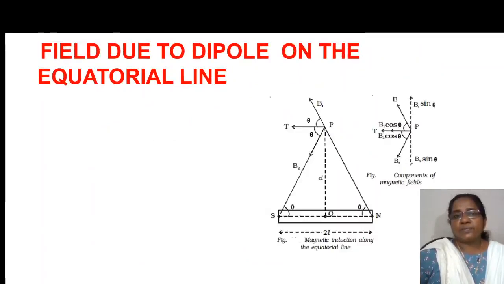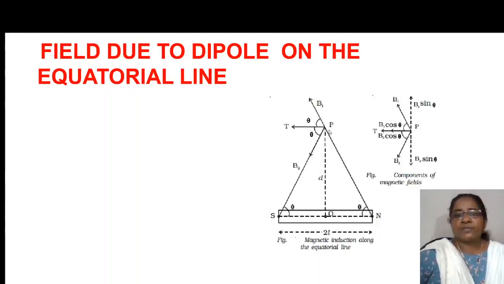Now we will learn the field due to a dipole on the equatorial line. Here, the magnetic dipole with length 2l is shown. This is the axial line with the midpoint O. Now, the plane perpendicular to this axial line is known as the equatorial plane, and P is a point on the equatorial plane at a distance d from the center.